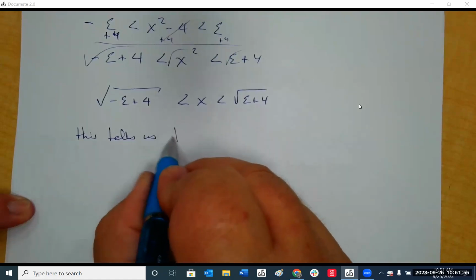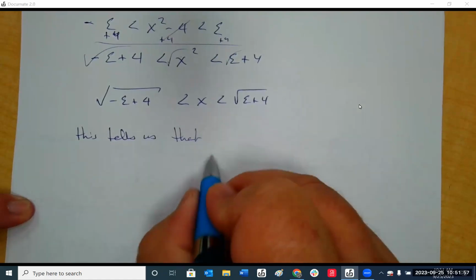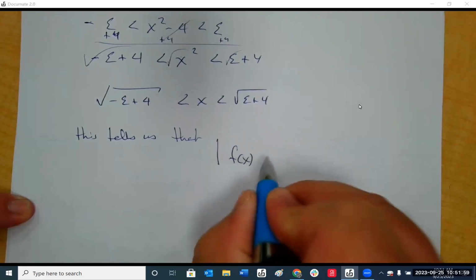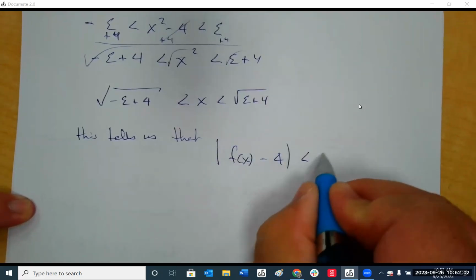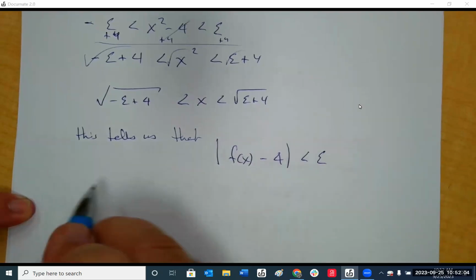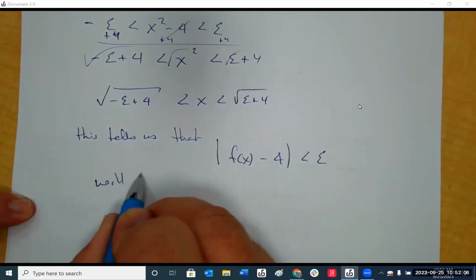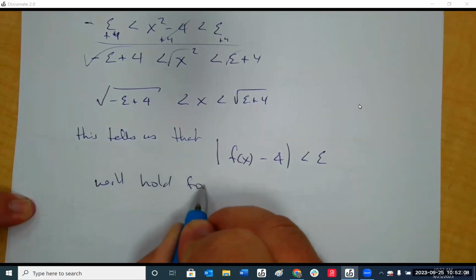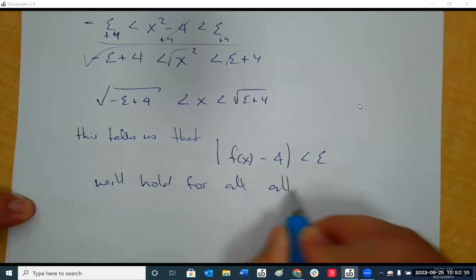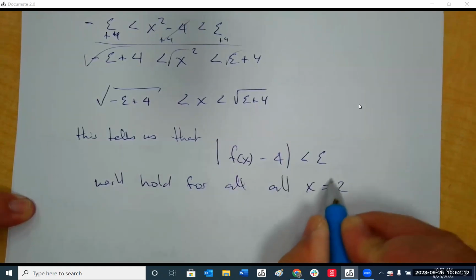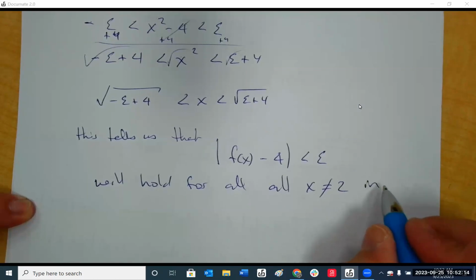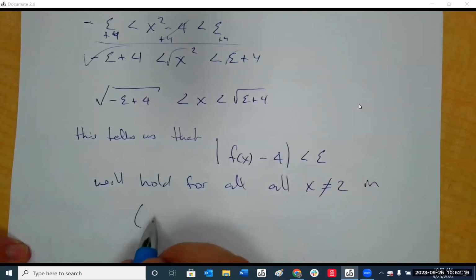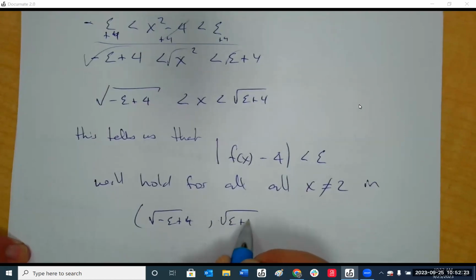This tells us that |f(x) - 4| < epsilon will hold for all x's not equal to 2 in the open interval (-sqrt(epsilon + 4), sqrt(epsilon + 4)).